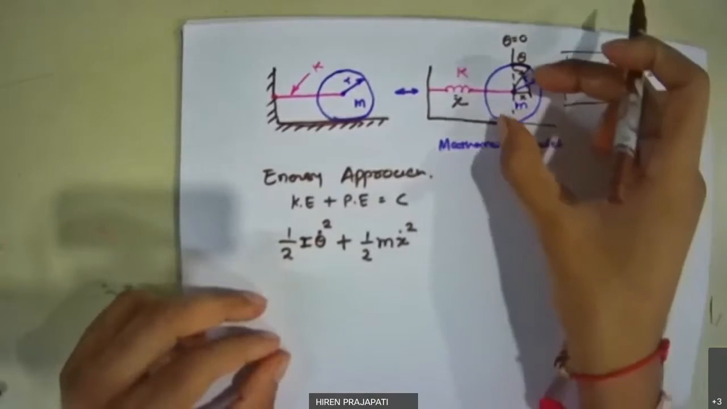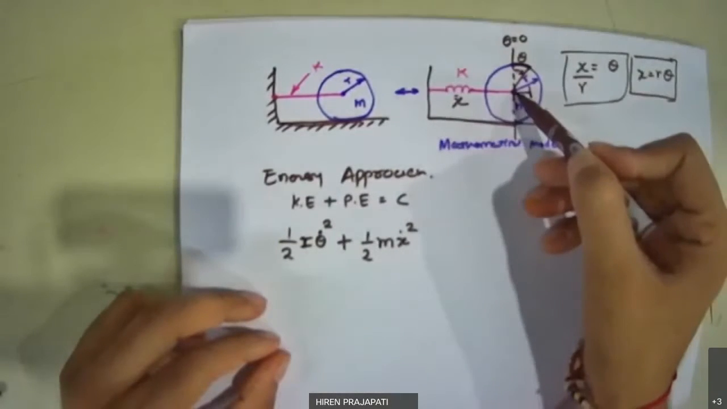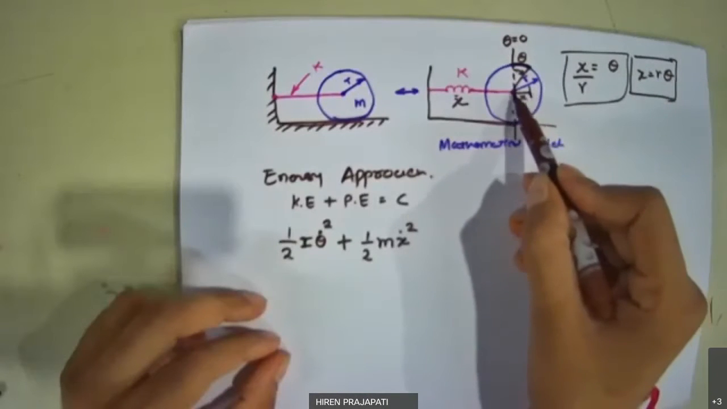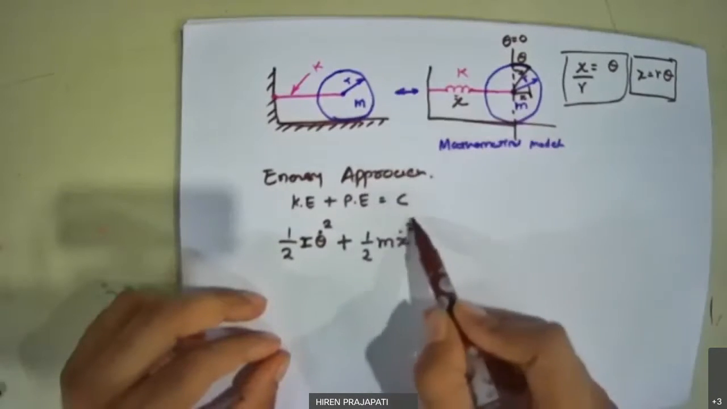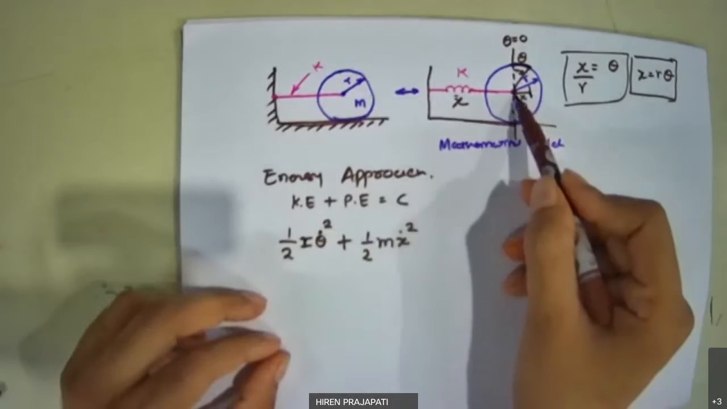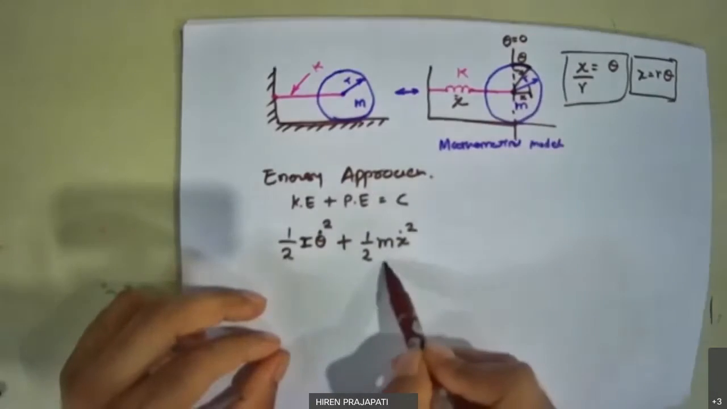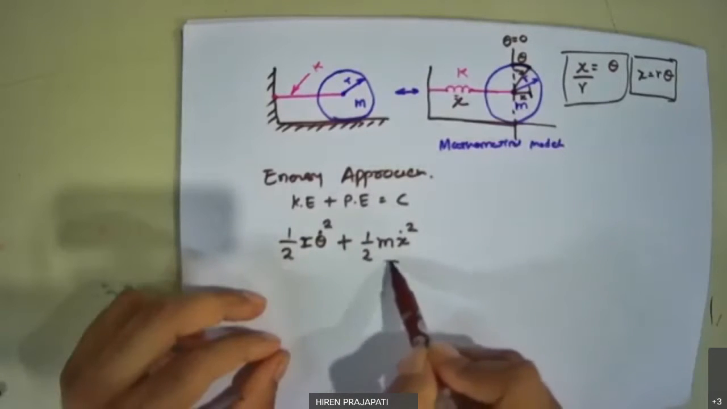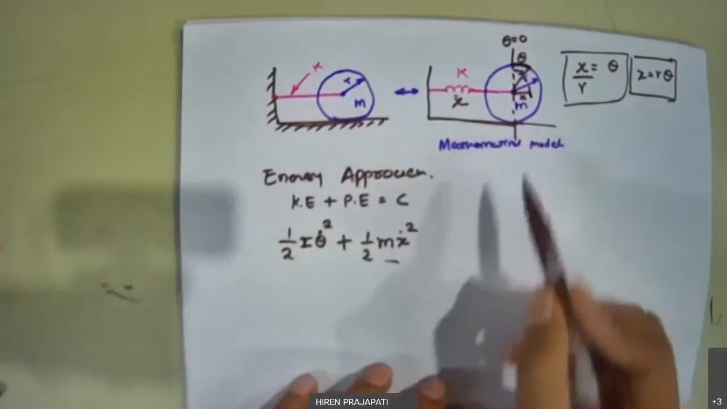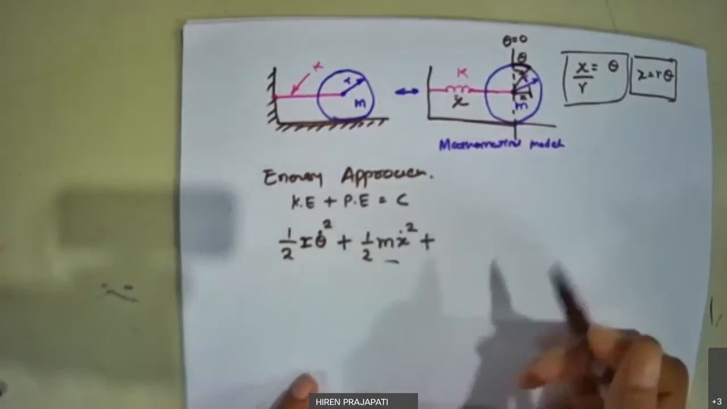If this disk is only rotating about center, but the center is not moving linearly, then you can ignore this kinetic energy. But it is also moving linearly. That's why we need to consider this second part, or the linear kinetic energy of this disk also, right? I hope it is clear.